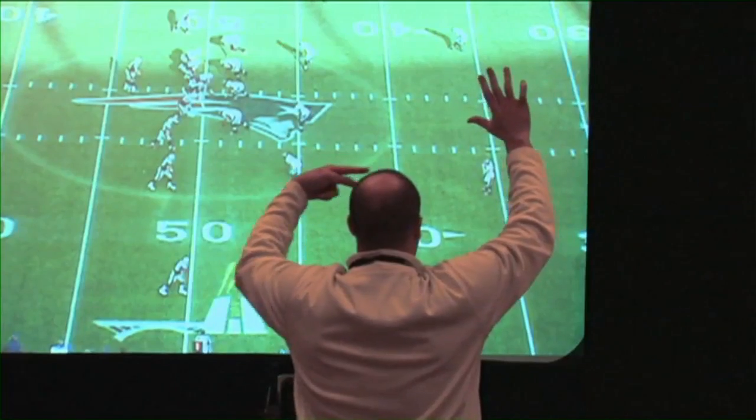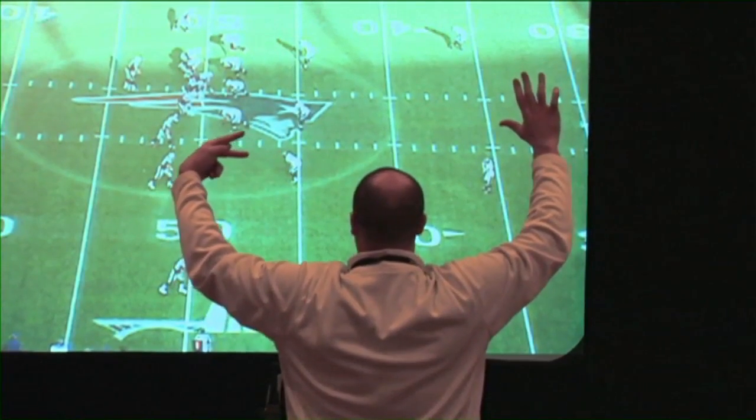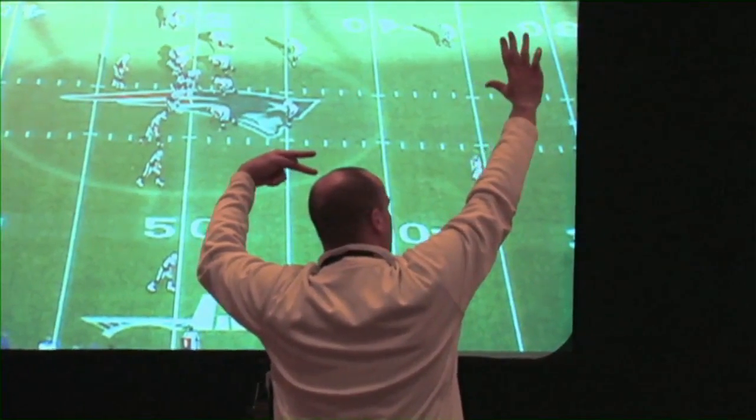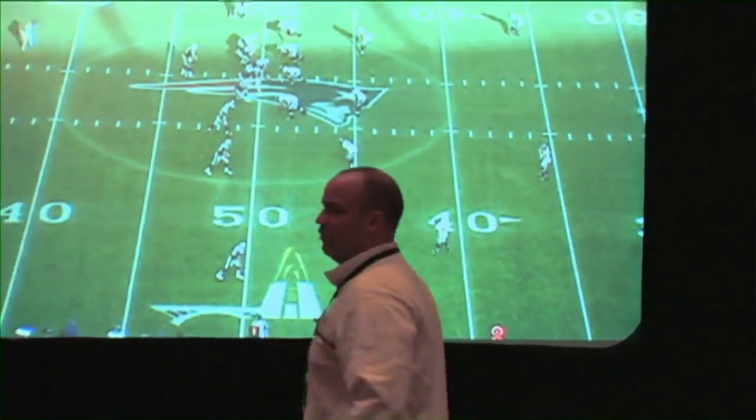We never want to chase the read. Unless you know where you're going with the ball, you never want to start with the horizontal and chase your eyes to the vertical. Okay, so that's what we do in that regard with a progression read.